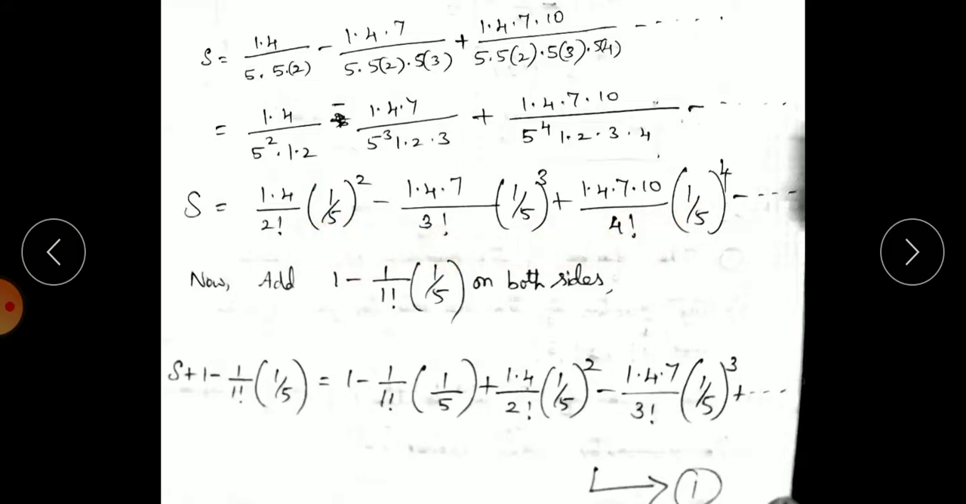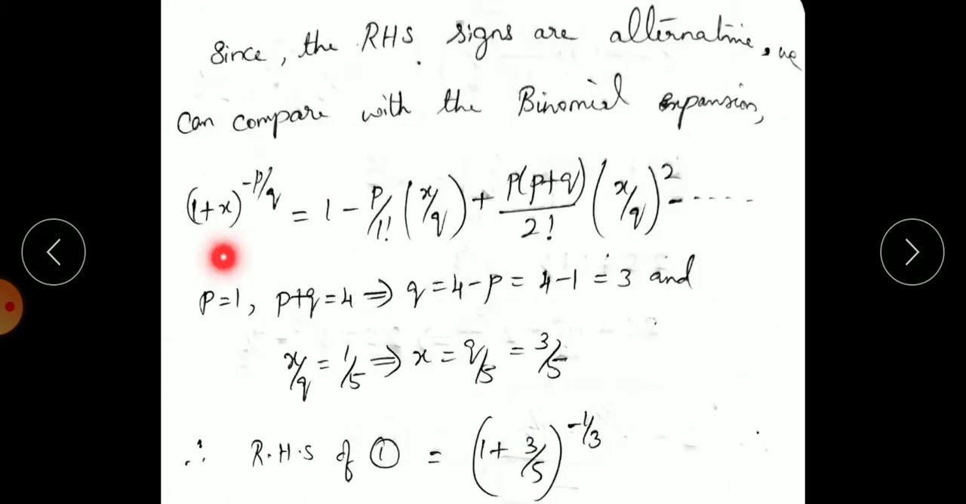Now here also it starts from the second term only, so we are going to add the first two terms. So add 1 minus 1/factorial into 1/5 on both sides. So what will happen? This will become like this. Now it is in the format of minus, plus and so on. So obviously the summation of this formula is (1 + x) to the power of −p/q, that formula.